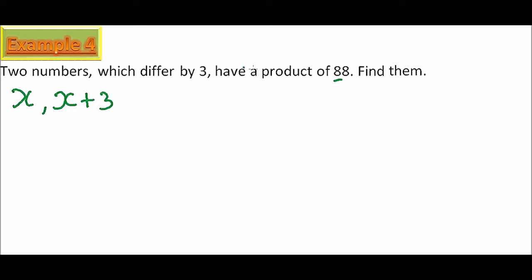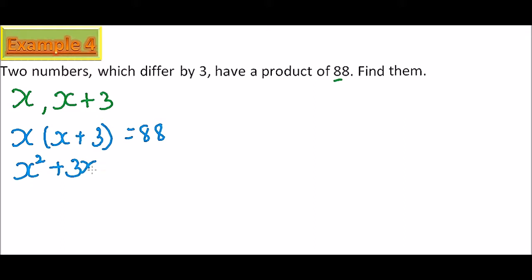Now when you multiply these two numbers, you get 88. So you multiply x multiplied by (x plus 3), you get 88. We open the bracket and you get x squared plus 3x. We bring 88 to this side, becomes minus 88. So the left hand side is equals to 0. Now we have a quadratic equation which we can now solve.